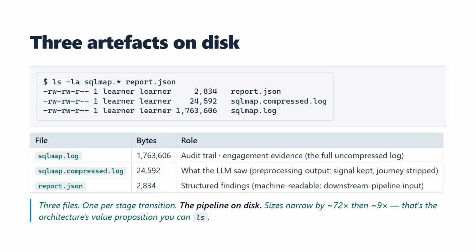After every live run, 3 files land: sqlmap.log, the full uncompressed audit trail, engagement evidence. When a finding gets challenged 6 weeks later, this is the file you point at. sqlmap.compress.log, what the LLM actually saw. Useful for diff against the raw if you want to inspect exactly what got stripped. Report.json, the structured analyst report, machine-readable, downstream pipeline-ready. T7 in this series, the CVE triage agent, consumes reports like this one as input directly. 3 files, 1 per stage transition. The size progression is the architecture on disk.